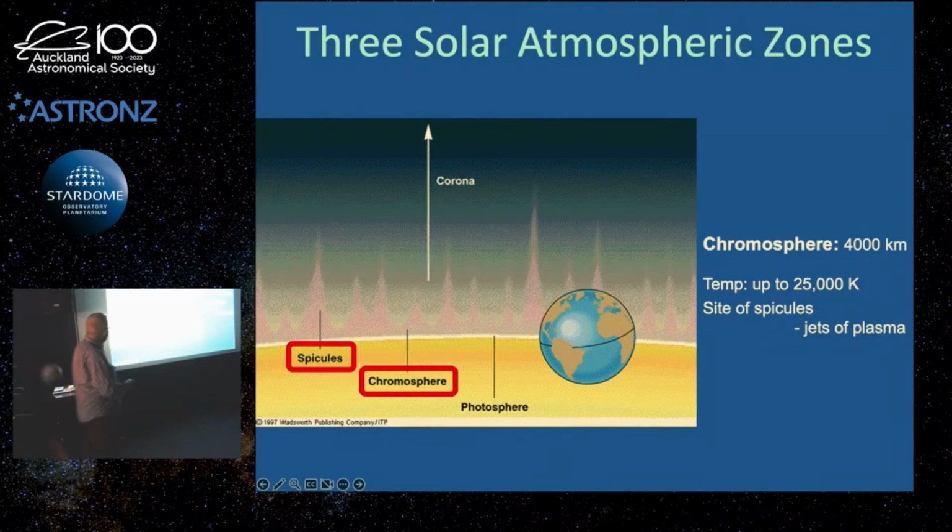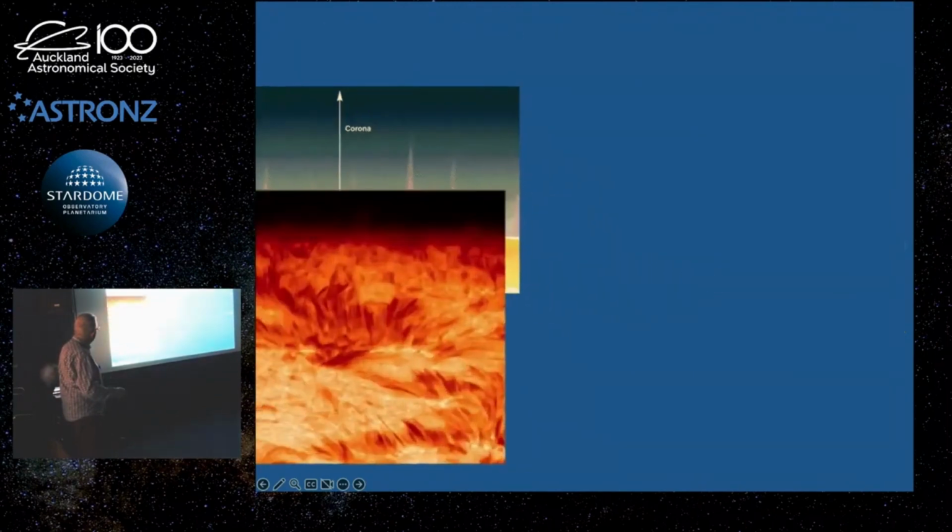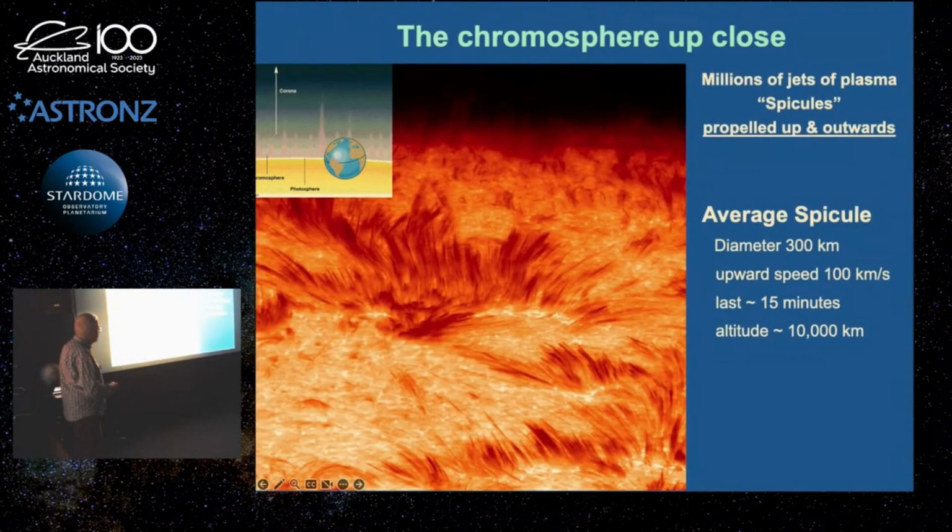And it has what they call spicules, which are hot jets of plasma shooting up. Got a picture of them here. Look at that. They look sort of fairy, don't they? Like a carpet almost. But these are spicules: millions of jets of plasma propelled upwards and outwards off the surface of the sun. They're not small. They look small here, but they're not. The average diameter is about 300 kilometres, so every one of those has a thickness of about 300 kilometres.